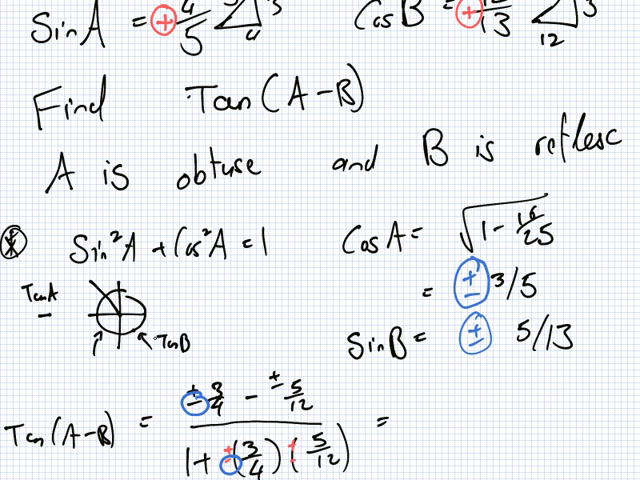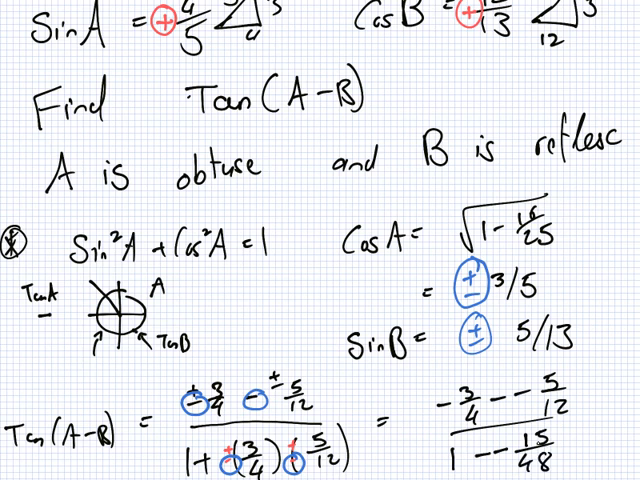Yeah. So, tan B, is it positive or is it negative? Negative. It's in the fourth quadrant. Only cos is positive here. ASTC. Yeah. So, again, in fact, we choose negative here and negative here. So we have minus 3/4 minus 5/12 over 1 minus 15 over 48.